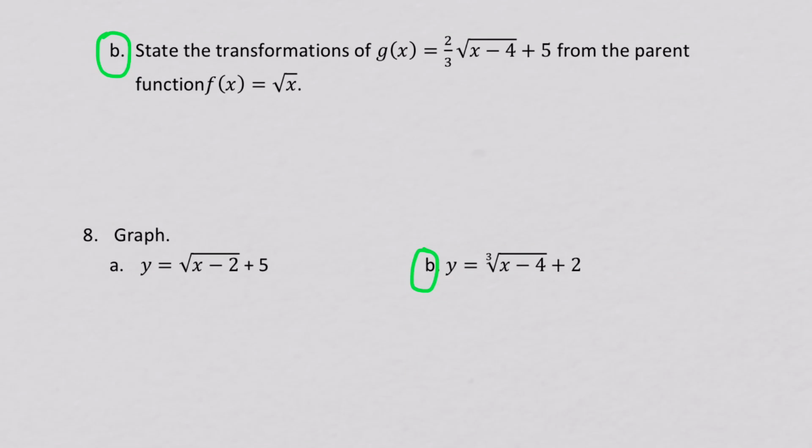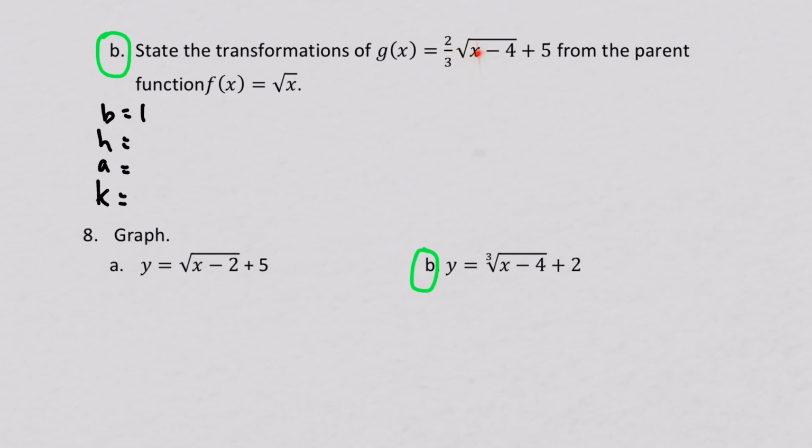Alright, the next one I'm going to do is number 7, part B. State the transformations of g of x equals 2/3 times the square root of x minus 4 plus 5 from the parent function. So what you do in all of these problems is find b, h, a, and k. And once you find that, you can pretty much tell what the transformations are by looking at the values of those parameters. So b is 1. Remember, b is always next to x. Wherever x is, next to it is b, so it's just 1 right there. And it's always 1 over b, but in this case, it's 1 regardless.